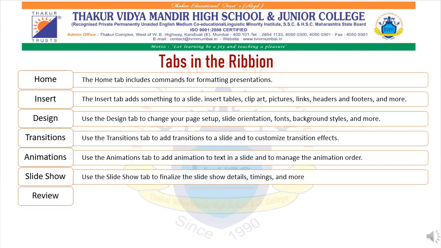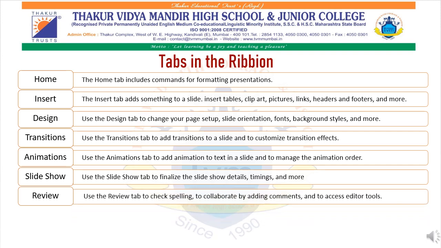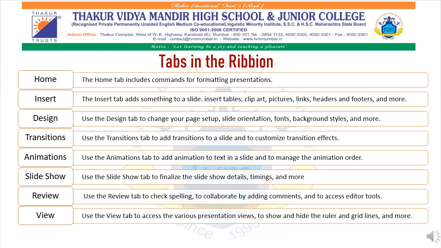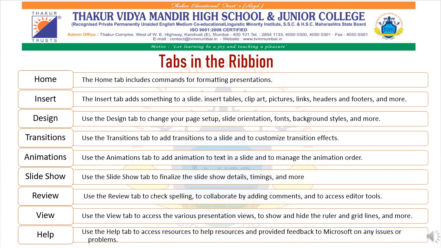Seventh, Review tab. Use the Review tab to check spelling, to collaborate by adding comments, and to access editor tools. Eighth, View tab. Use the View tab to access the various presentation views, to show and hide the rulers and grid lines, and more. Ninth, Help tab. Use the Help tab to access help resources and provide feedback to Microsoft on any issues or problems.